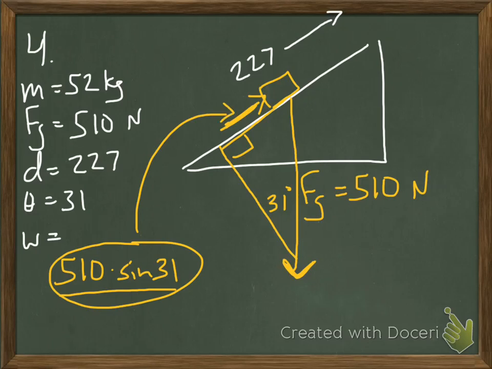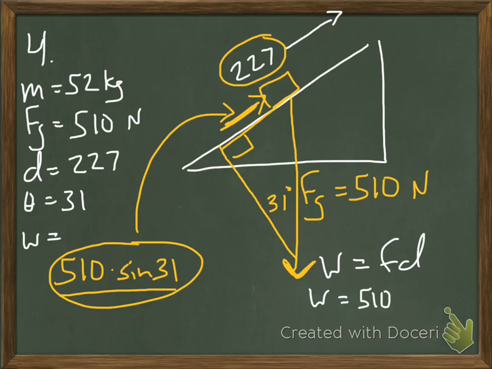And I'm given my distance in the direction of the plane already. So now that I have both values in the same direction, now I can use work equals FD. So my work is going to equal my force, which is 510 sine 31, whatever that is, and multiply it by 227. Okay, hope that helps.